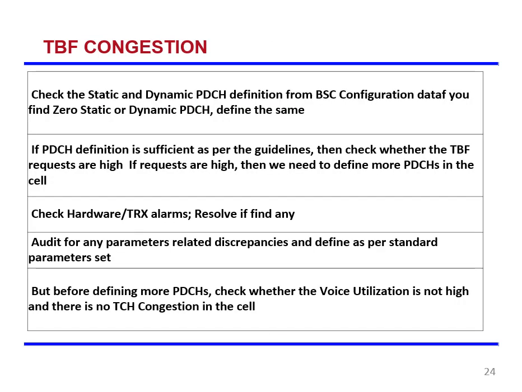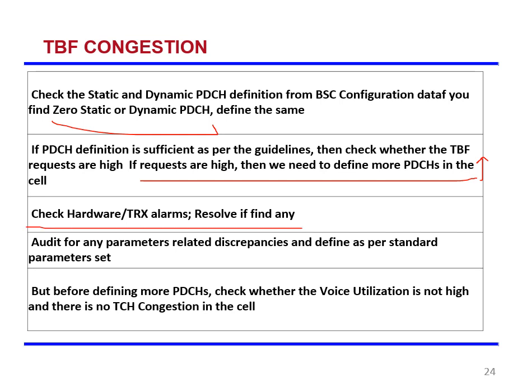And then we have to adopt the strategy, whether to go for a static PDCH allotment or dynamic PDCH allotment. If the requests are high, we need to go for more PDCH. That means if the TBF congestion is there, you can also increase the number of PDCH channels. Or primarily, before that we have to verify the hardware, the TRX alarms. If any notifications are there, you have to verify them, and you have to address the hardware issues. And you also have to verify all the parameters, whether they are defined in the OMC as per the standards of the vendors.